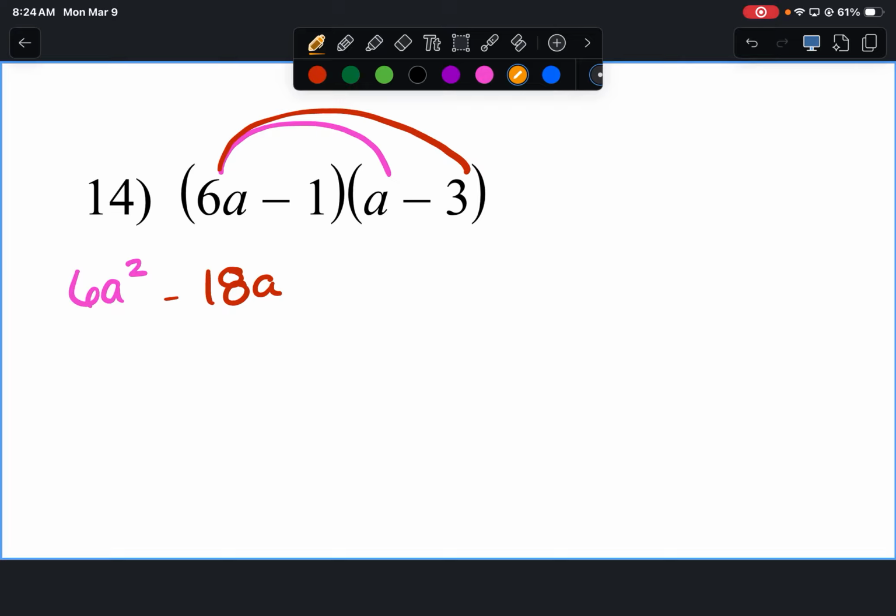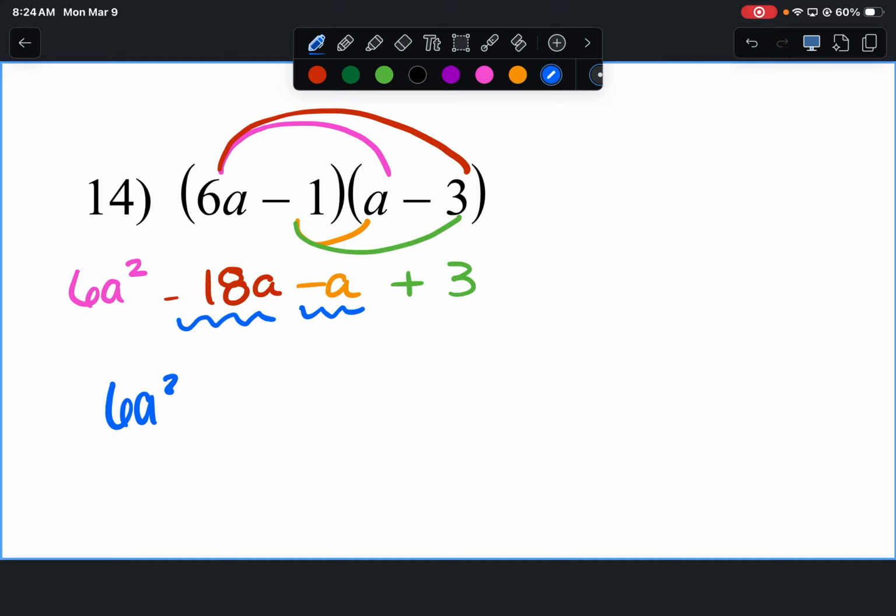Okay, after that, what do we do? Distribute the negative 1. What is negative 1 times a? Negative 1a. And then we do negative 1 times negative 3 to get positive 3. Now, is that my final answer? No. What do I need to do? Combine like terms. What are my like terms I need to combine? Negative 18a and negative a. So to write my final answer, we should have what? 6a squared minus 19a plus 3. There we go.